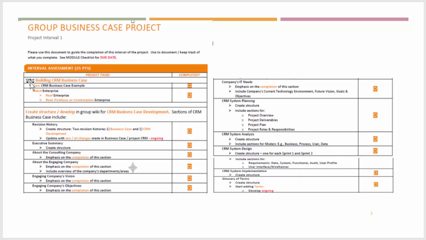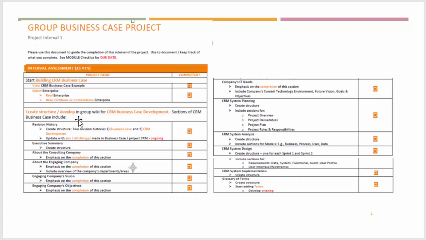Project Interval 1 is where your group is going to determine which company or enterprise you are going to utilize for your business case. There's a video available on the project group page called Selecting Your Company that will help guide your group in selecting the enterprise, whether it's real or fictitious or a combination, for your group business case. This is something that you will complete within Project Interval 1.